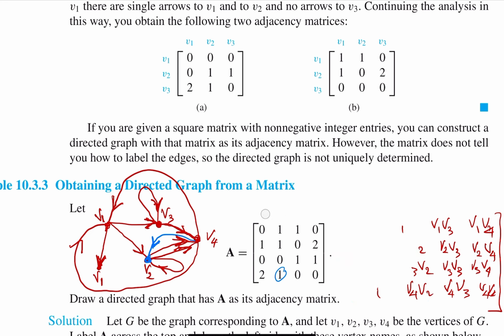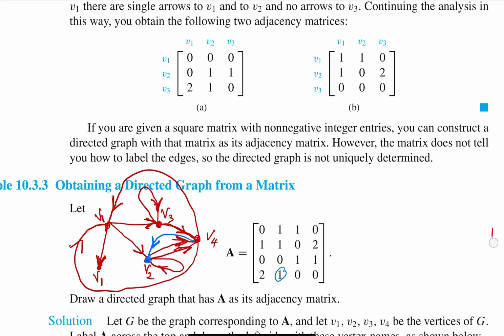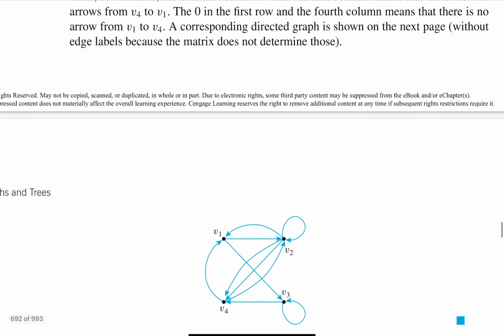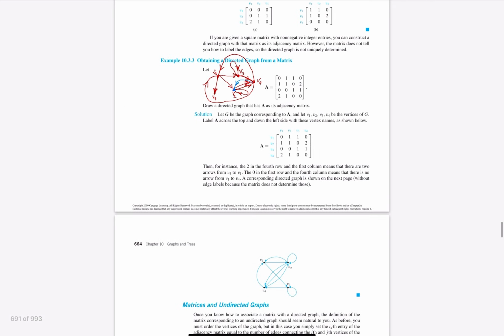Remember, the directed graph is when you have the arrow. Undirected is when you have only the edges, without any direction. The direction can go both sides. Okay, that's it for this one. And you can check if you want.